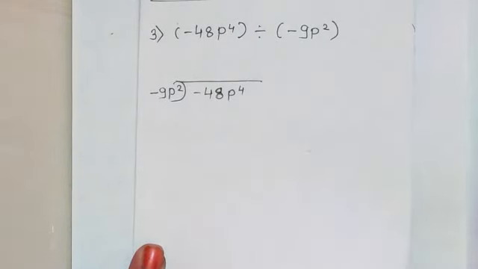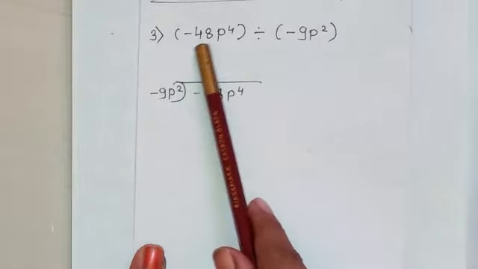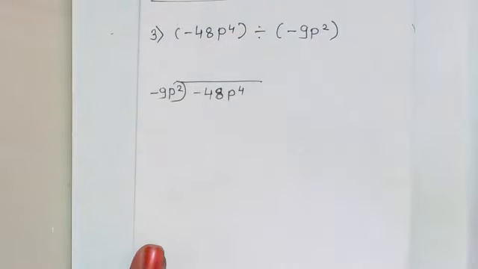Now let's see the second example, which is a very easy one. So you will definitely be able to solve that. Let's see the third one. Negative 48p raised to 4 divided by negative 9p square, which we have to arrange like this.